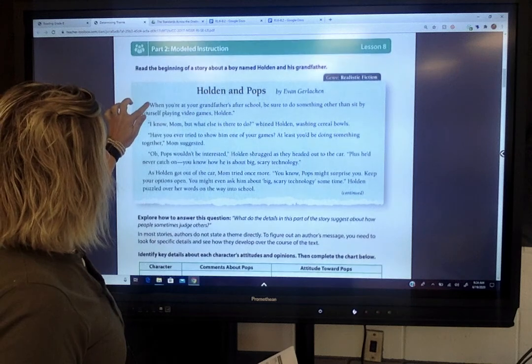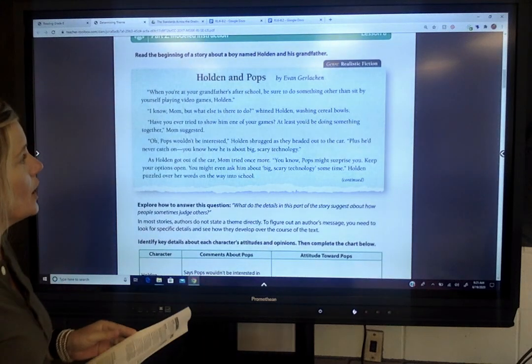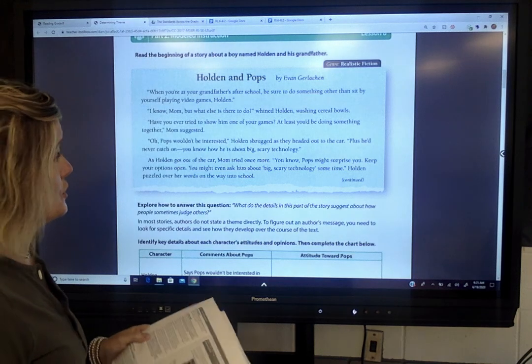The story we're going to be looking at today is called Holden and Pops by Evan Garlichin.